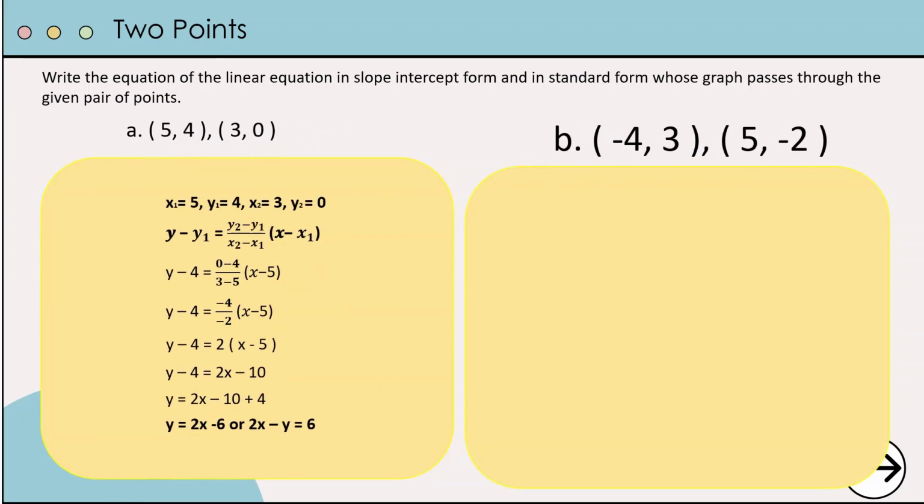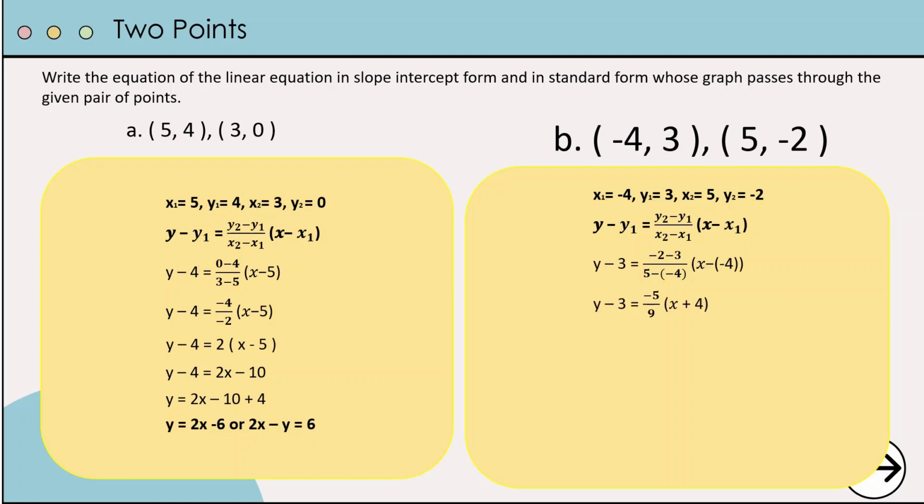Let's have another one. We have here another pair of points, (negative 4, 3) and (5, negative 2). First, we determine the values of x sub 1, y sub 1, x sub 2, and y sub 2. In this case, we have x sub 1 equals negative 4, y sub 1 equals 3, x sub 2 equals 5, and y sub 2 equals negative 2. And then we simply substitute this to the two-point form. And so we get y minus 3 equals (negative 2 minus 3) over (5 minus negative 4) times (x minus negative 4). We simplify. On the left side of the equation, we have y minus 3.